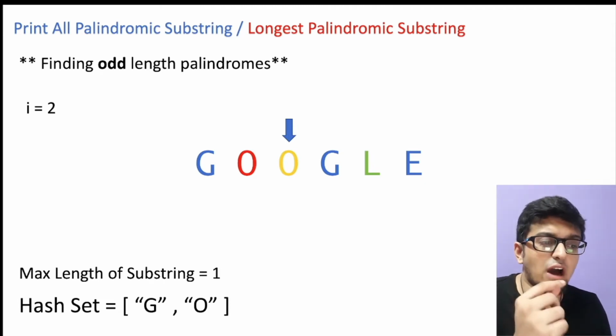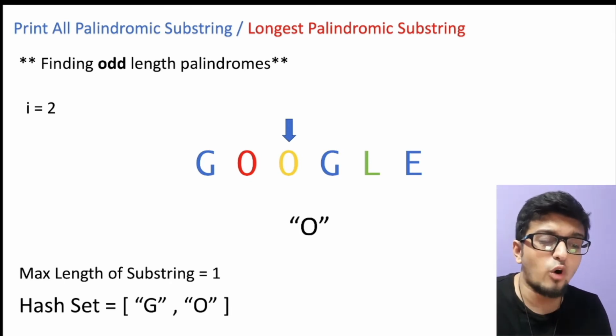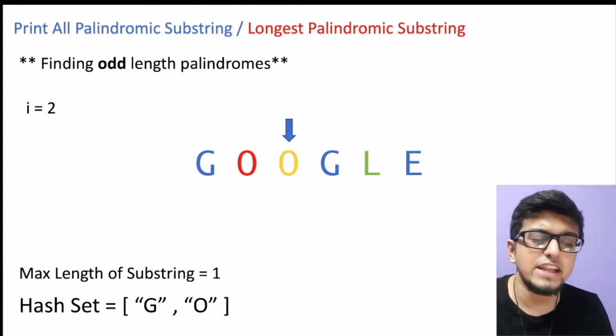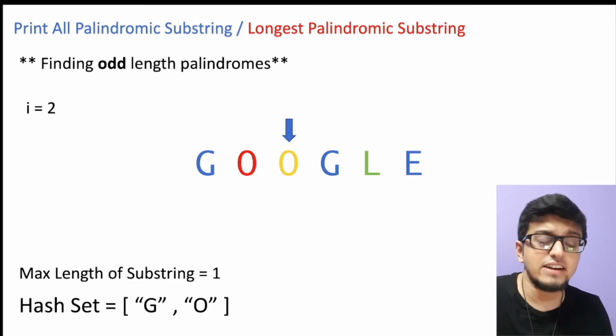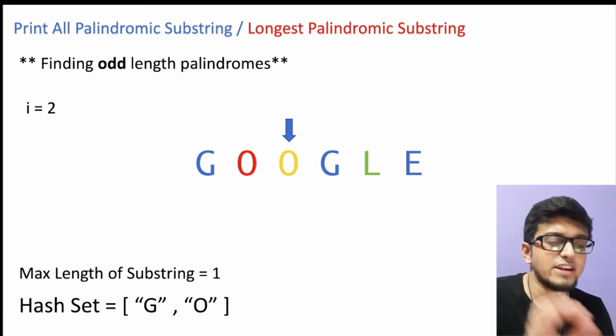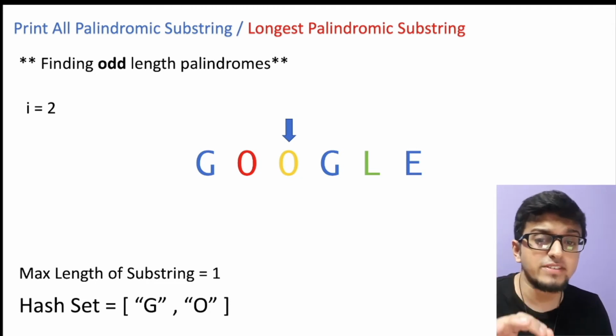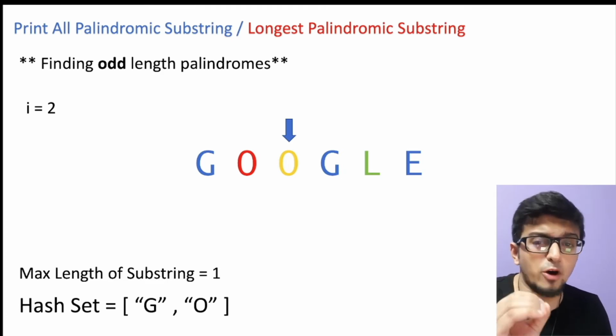Now over here you can see O is another palindrome, which is a substring, and since O is already in our hash set, even if we insert O into our hash set, it will not result in any change, because a hash set doesn't contain any duplicate element within itself. So the hash set will remain the same and the palindromic substrings that we have encountered until now will be G and O. And in this way we will keep on proceeding.